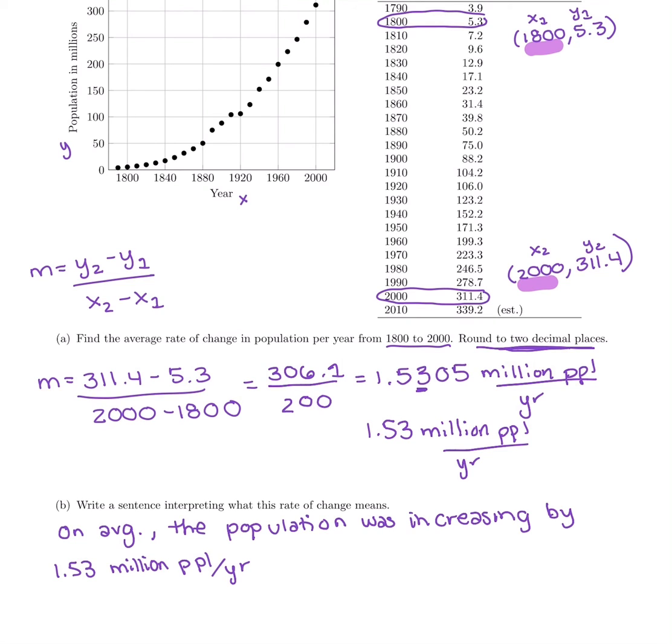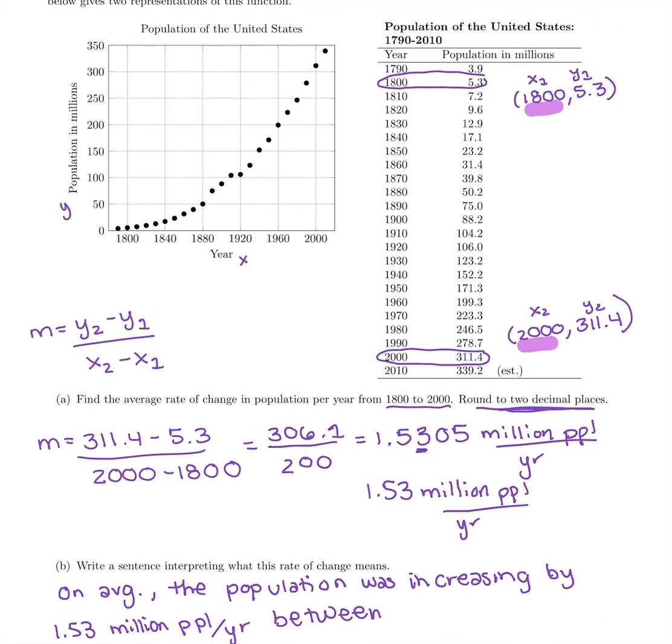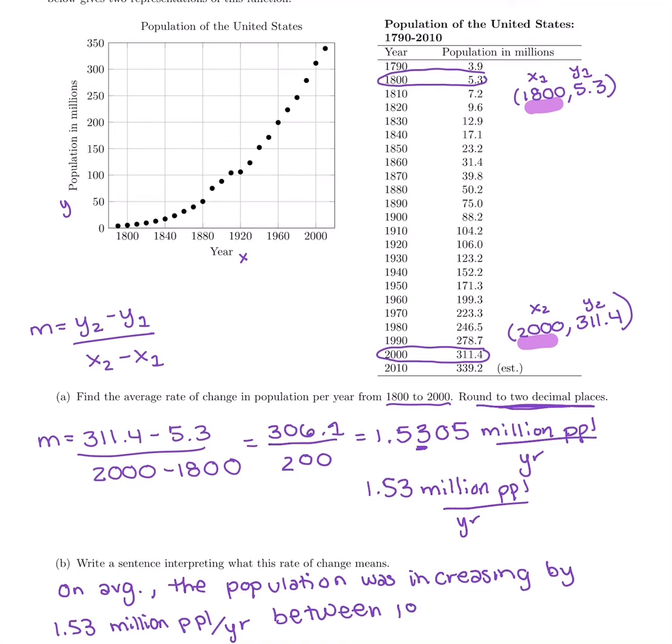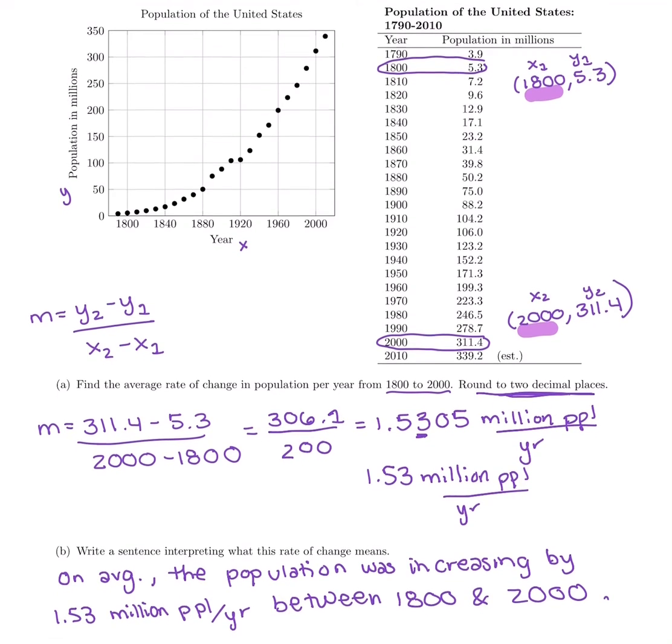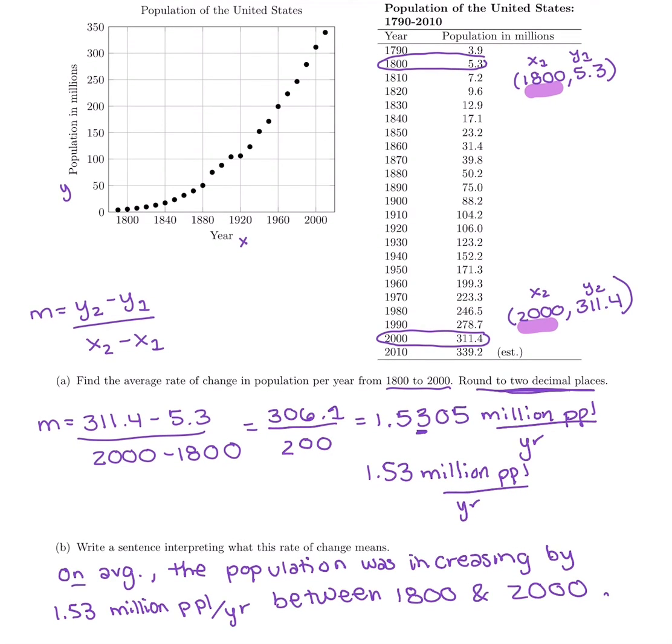So on average, the population was increasing by 1.53 million people per year between 1800 and 2000. So we have the 4 things that we need. We said that it was on average, which is necessary. This is an average rate of change. We said whether it was increasing or decreasing, by how much with units, and on what time frame. On average, the population was increasing by 1.53 million people per year between 1800 and 2000.